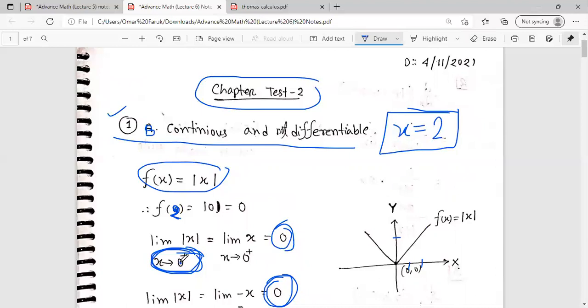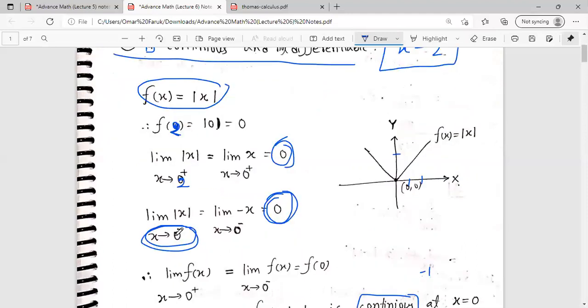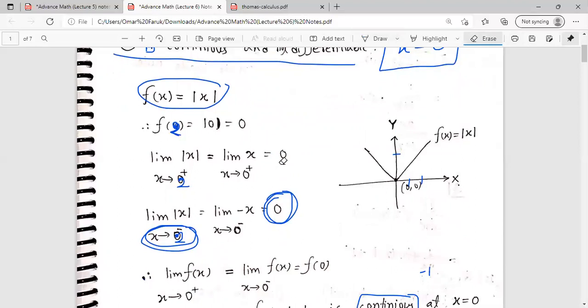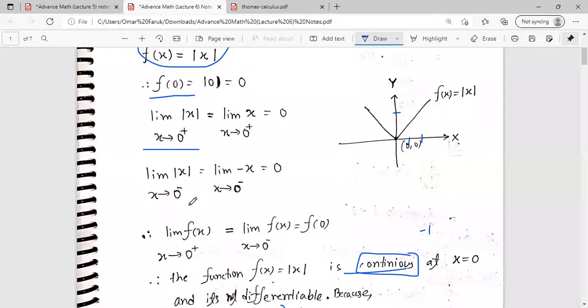And then the right hand limit would be 2 plus, and the left hand limit would be 2 minus. But our question asked about continuity at x equal to 0, so that's why we calculate f of 0, then the right hand limit and left hand limit.